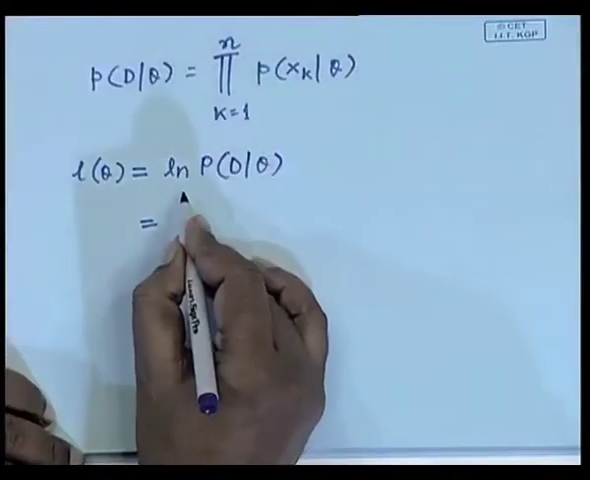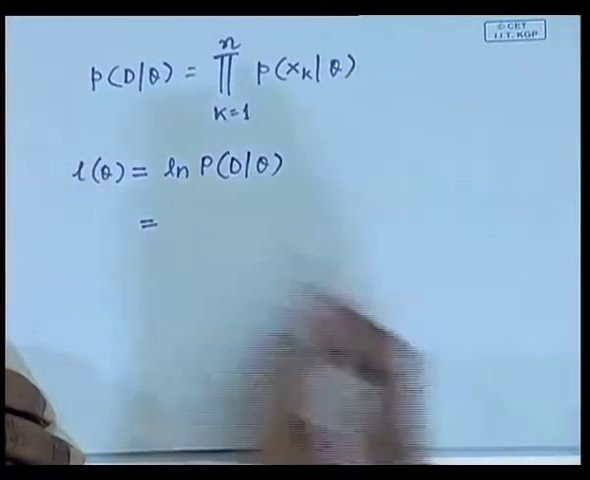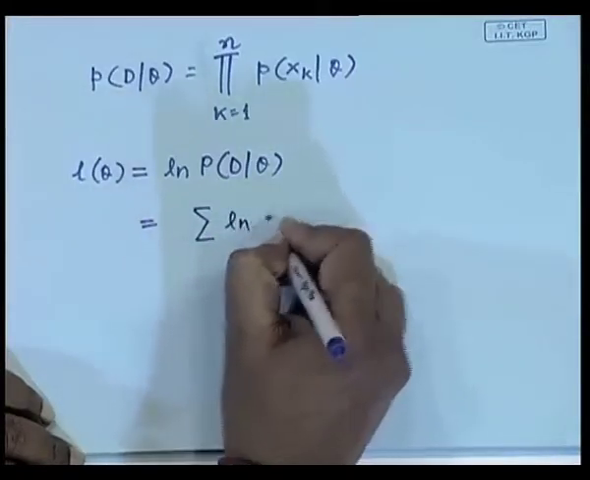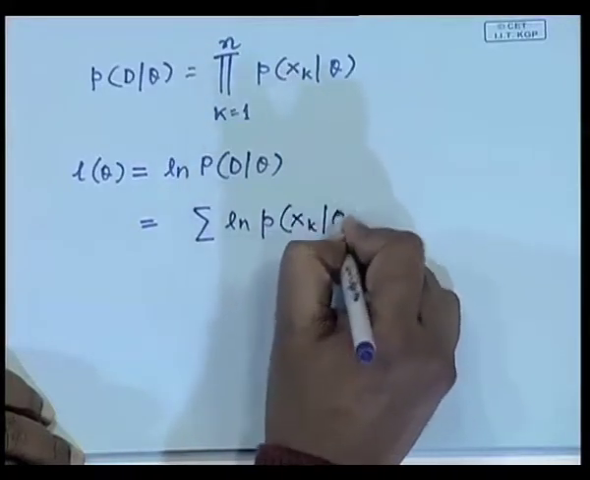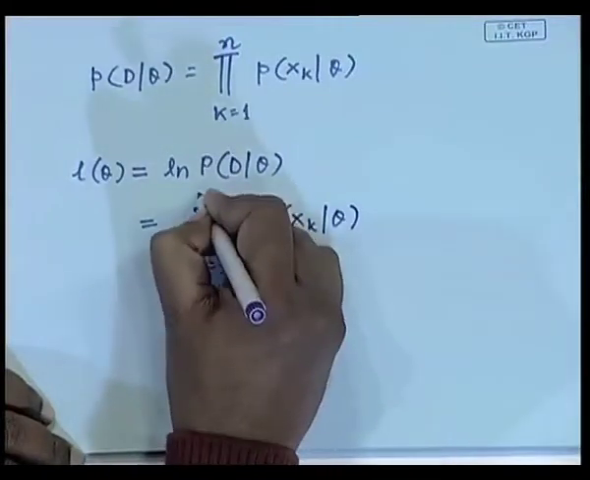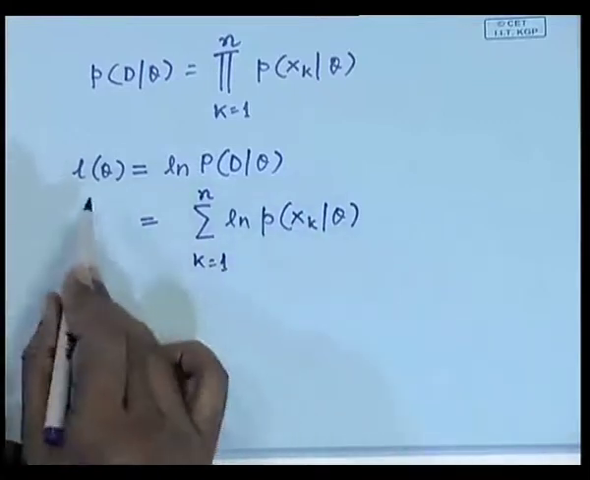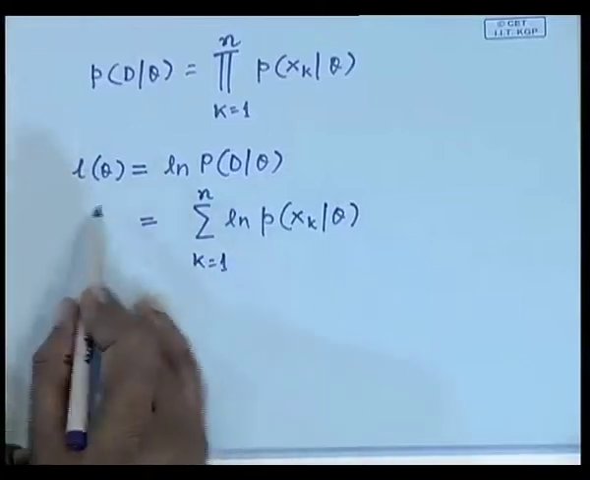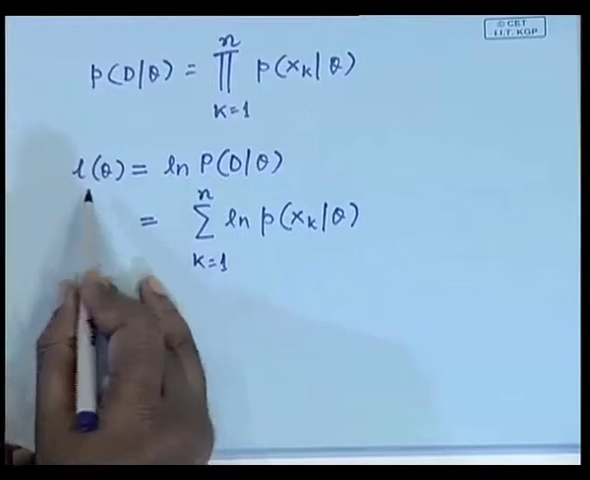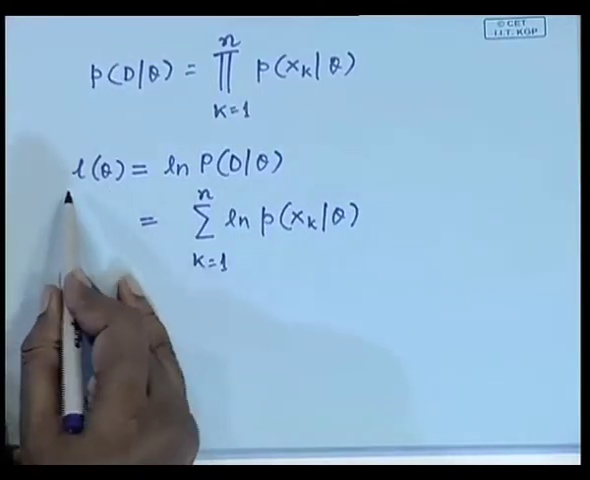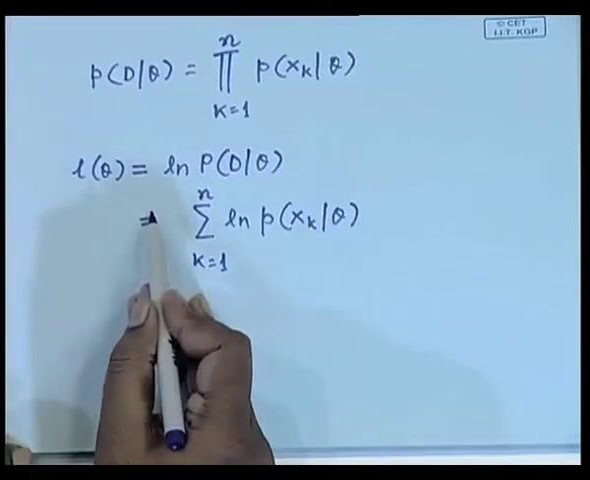So, I can define the log likelihood as L(theta), which is nothing but log of p(D given theta). Since p(D given theta) is a product term, when I take the logarithm, it will become a summation term. So, this will be converted to the sum of log p(x_k given theta), where k varies from 1 to n. So, this is the likelihood value of theta, and this is the log likelihood value of theta. Because we are trying to estimate the value of theta, I simply represent this as L of theta, assuming this log likelihood is a function of theta which we are trying to maximize.